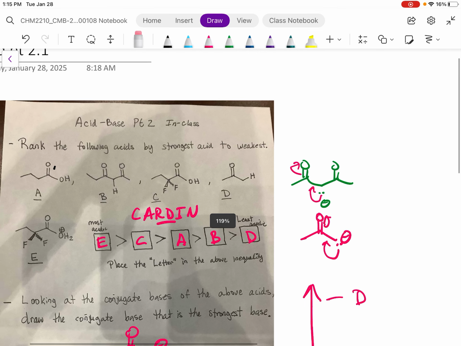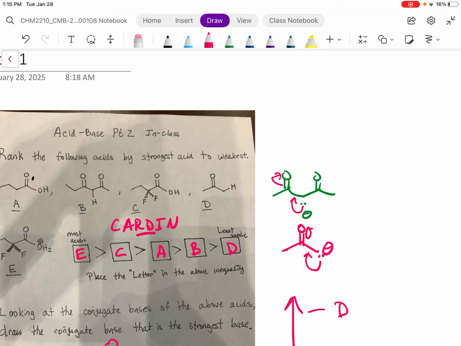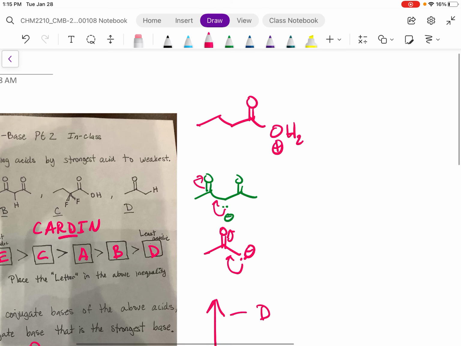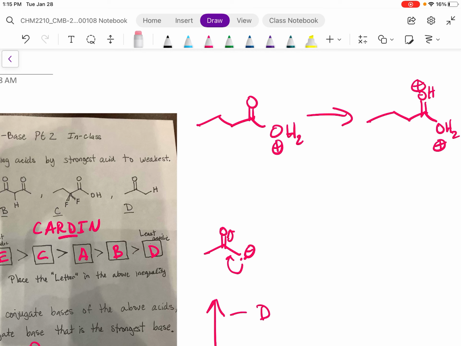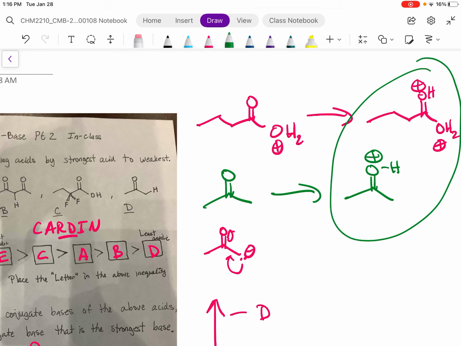So we have to think about this. If we contrast the two, if we take this guy right here, okay, and say, what would that look like if it became a base? What do bases do? They grab protons. So if this grabbed a proton, it would look like this. If we took molecule D, like this, and treated that as a base, we would get this species right here. Now look at the stability of those two guys right there.